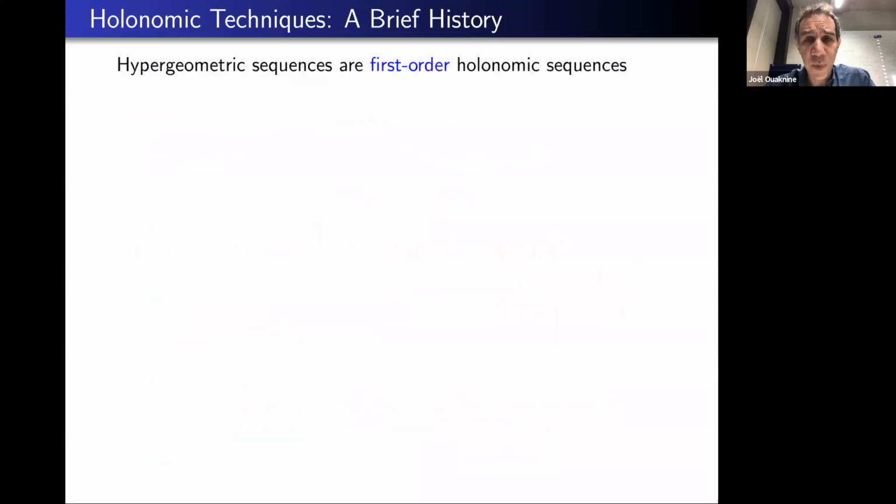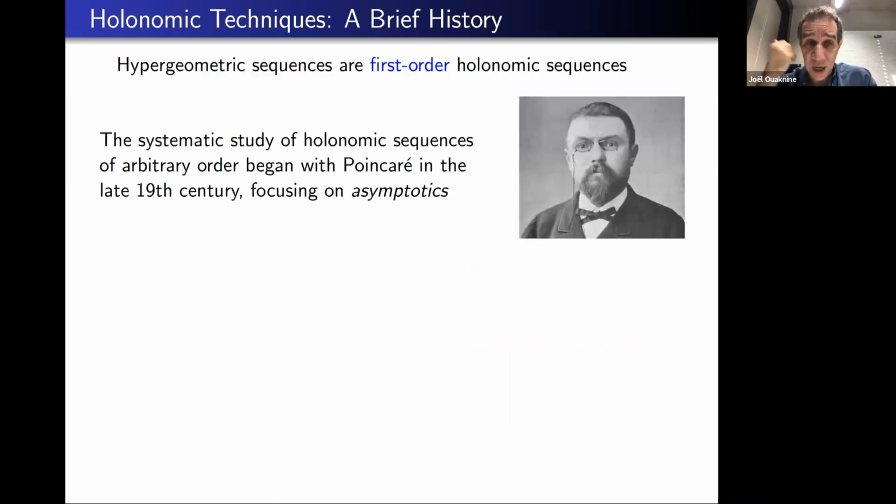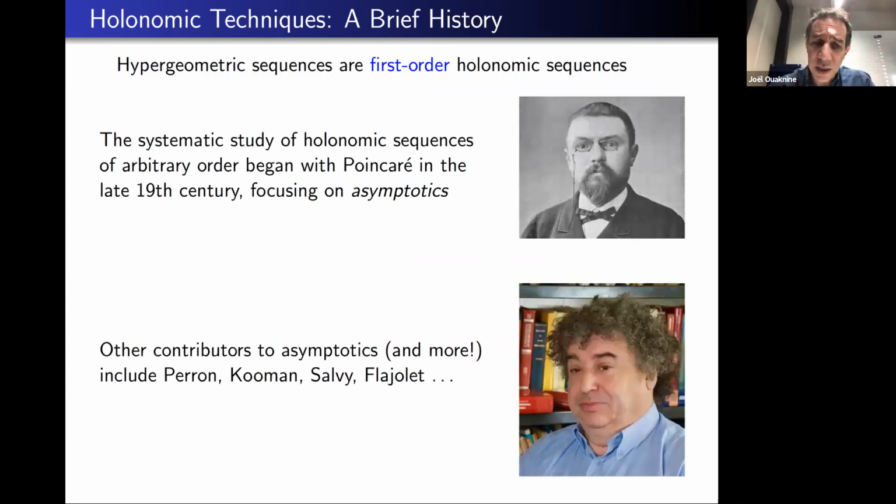They are, of course, extensively studied. But hypergeometric sequences are first order holonomic sequences. Every term depends only on the previous term. And you can study, of course, arbitrary order holonomic sequences. And the systematic study of such was undertaken by Poincare in the late 19th century. He was mainly interested in asymptotics, and he produced many results. Several other people contributed to that line of research as well, including Perron, Kooman, Salvy, Philippe Flajolet, who's depicted here. Yes, so a lot is known. This has a rich history.